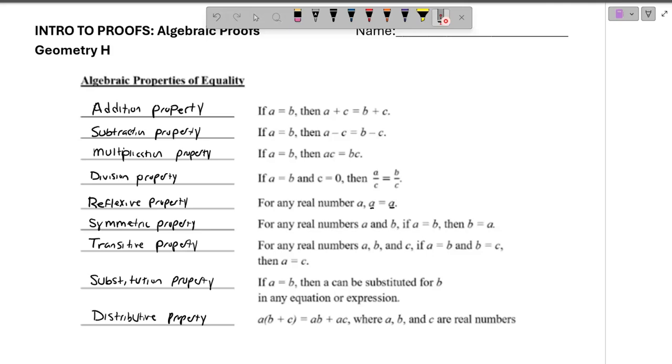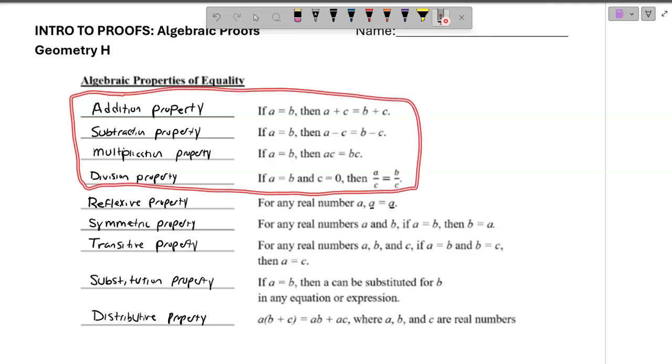All of these properties should say "of equality" after, but we're not going to write that because that's a lot of repetition. The addition property tells me I can add something to both sides. Subtraction allows me to do the same thing, multiplication allows me to multiply anything I want to both sides, and lastly, we're allowed to divide on both sides. So these are your four most basic properties of solving an equation.